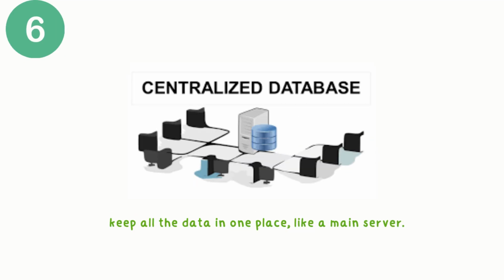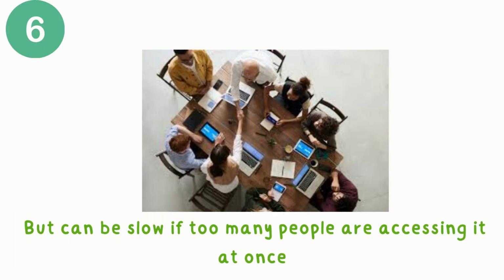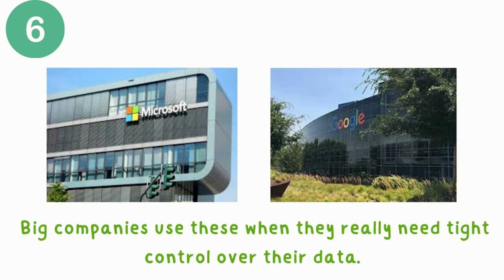Centralized databases keep all the data in one place, like a main server. It's easier to manage and secure, but can be slow if too many people are accessing it at once. Big companies use these when they really need tight control over their data.